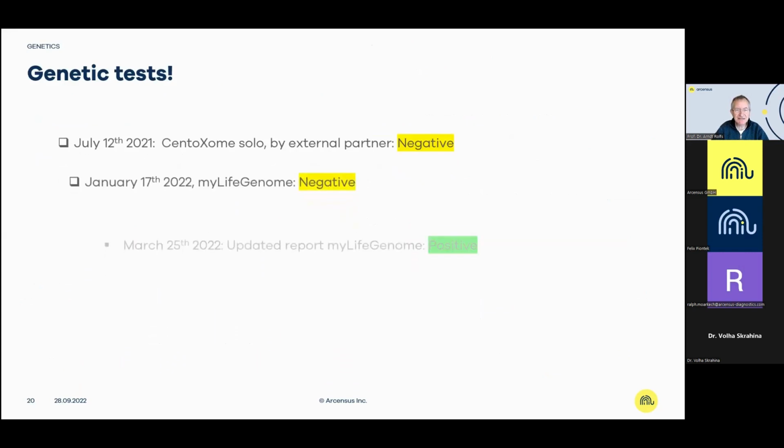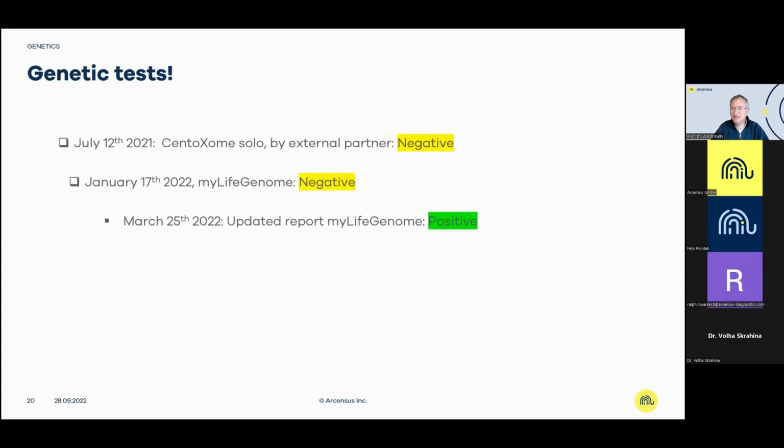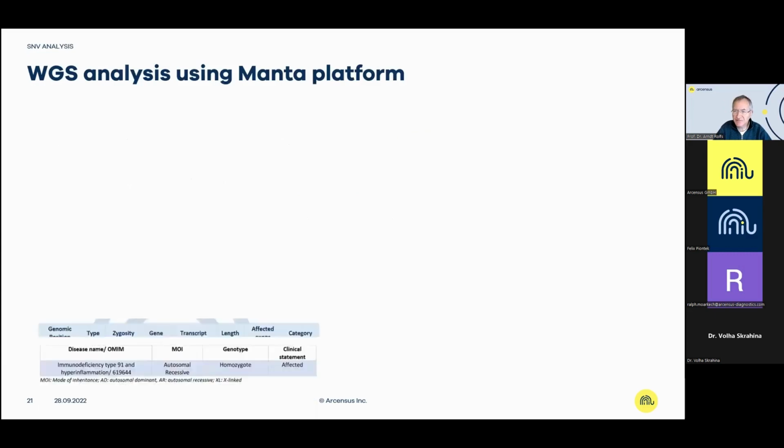We did a genetic test. And the key message I would like to present to you is that there was an external test done with the exome. It was negative. We repeated the genome in January this year. It was also negative. But then, because, as I introduced to you, we are doing a quarterly updated report, we reanalyzed this automatically at the end of March, and it became positive.